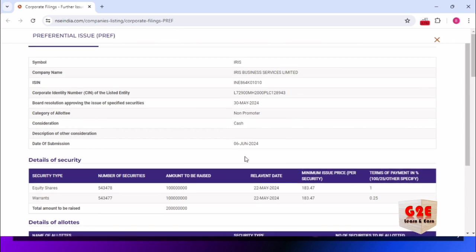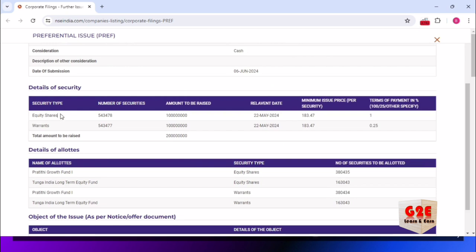But how are they issuing these preference shares? Preference shares will be issued in terms of equity shares as well as in terms of warrants. That's the reason on most websites, if you look, they say the general public can get preference shares, as it's also traded like a secondary market. Why? See here, in terms of equity shares, they are issuing the preferential issue. This is the amount to be raised and the number of securities.